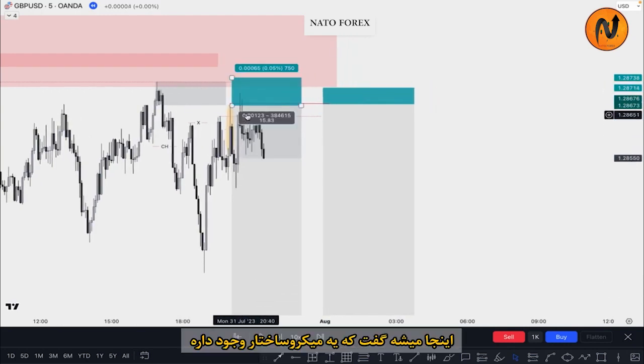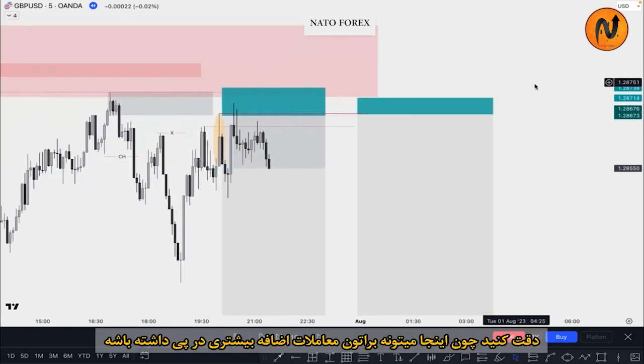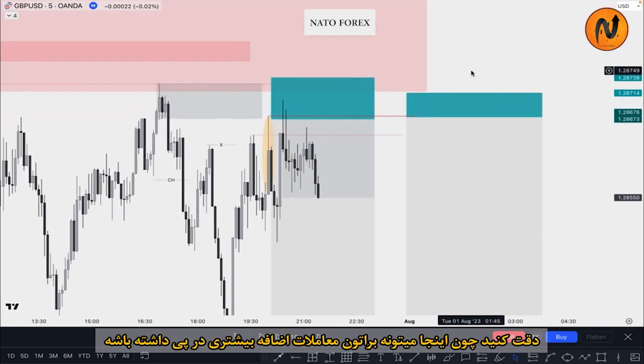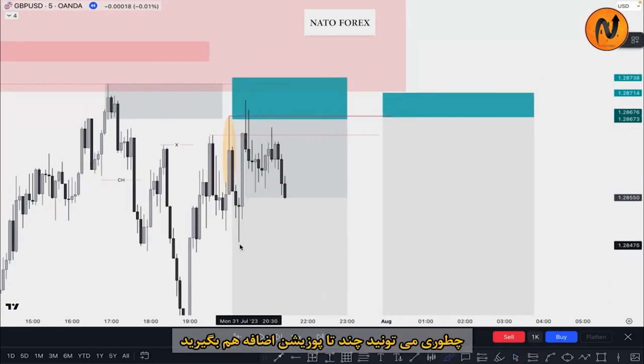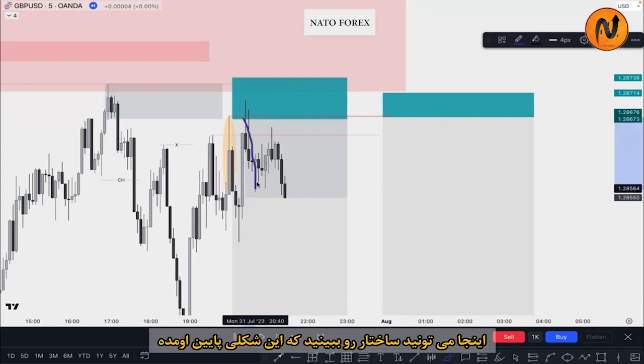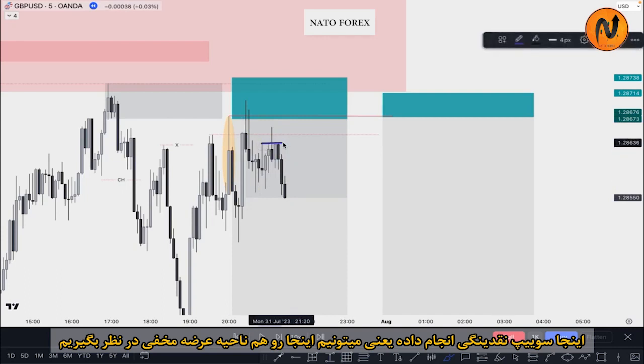Okay, in this case you can say this is a micro structure here. Look at this one. This is important for you to scale a lot of opportunity when market taps on your higher time frame POI, and then how you can scale multiple positions. In this case, you can see what happened here. Structure, something like this, pushed downside. Okay, so what happened here? This structure grabbed the liquidity.